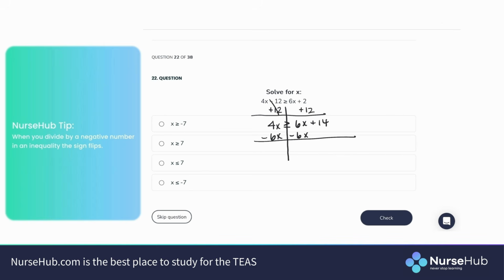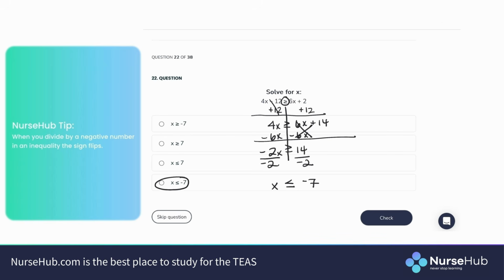So now we're going to subtract 6x from both sides. When we do that, we're left with negative 2x. Our x's cancel, is greater than or equal to 14. Now we're going to divide by negative 2. When we divide by a negative number in an inequality, our sign flips. So because we're dividing by negative 2, our sign is first going to flip. And I'm going to write that down first because it's the easiest thing to forget. So we have x is less than or equal to 14 divided by negative 2 is negative 7. So x is less than or equal to negative 7.